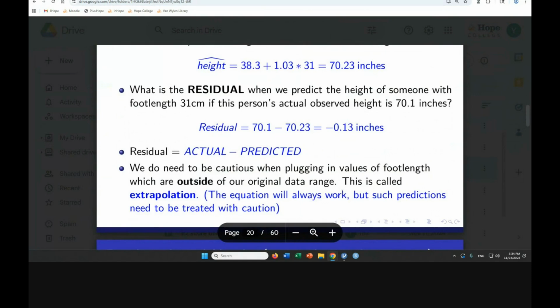Okay. So what do I mean? Can I use the prediction equation to predict the height of someone whose foot length is 100 centimeters long? Is the equation going to work? Yes. Equations always work. Can I predict the height of someone whose foot length is 1,000 centimeters? Yes. The equation will not blow up, but it's becoming ridiculous. So you should not do that. All right. That's called extrapolation. The equation works, but these kinds of predictions must be treated carefully.